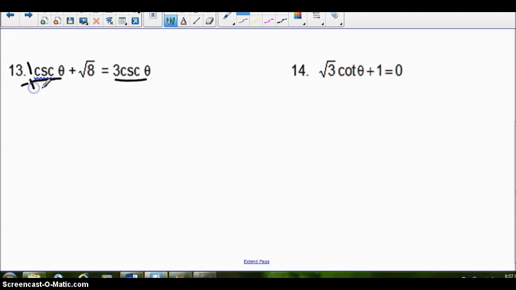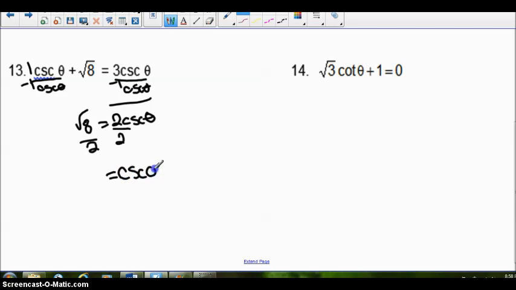So if we subtract 1 cosecant theta, then we get 2 cosecant theta, and we get square root of 8. Then we would divide by the 2, and we would have cosecant theta, and we would want to simplify. So remember, square root of 8 is the same thing as square root of 4 times square root of 2. So that would be 2 square roots of 2 over 2, which simplifies to the square root of 2.